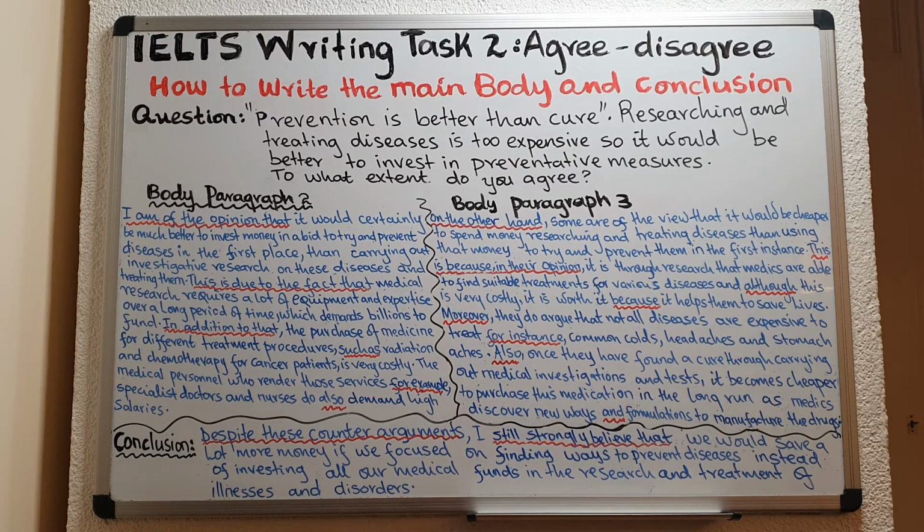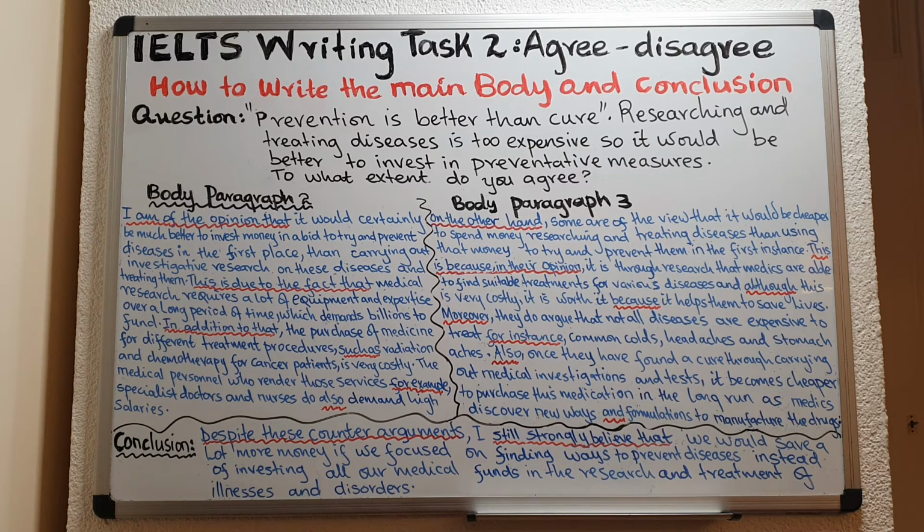Make it very clear. For example, you can see I did that at the beginning of body paragraph 2. I am of the opinion that. So, I agree with the statement. And then I gave points to support my opinion. In body paragraph 3, I made it very clear that I am discussing the other side of the coin, the other side of the argument, for people who do not share my opinion, for people who disagree with my opinion.